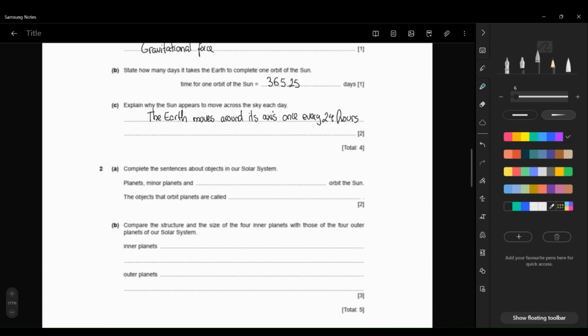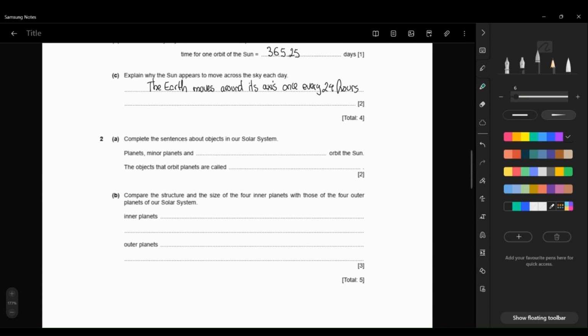Question 2. Complete the sentences about objects in our solar system. Planets, minor planets, and something orbit the sun. So, what are the types of objects that orbit the sun? Besides the planets and minor planets, you have two options that you could put here. So, you could either put the asteroids or comets.